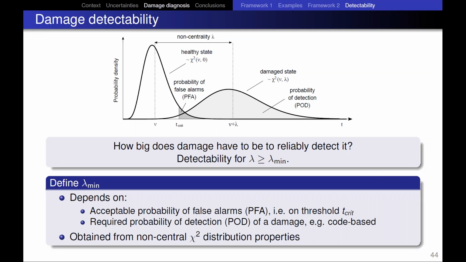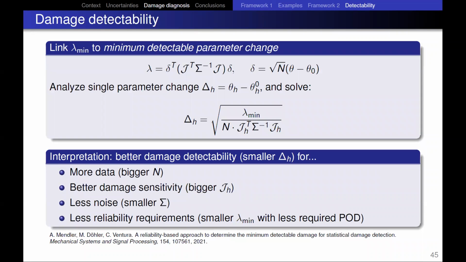That is how we define what we mean by the detectability of the damage. Once we have this information, we can define our minimal non-centrality for the separation of the distributions, based on our non-central chi-square distribution properties. And we know that the non-centrality parameter in those methods is described by the change delta in the parameters, rated with the square root of n, and that it depends on J, the sensitivity of our used residual with respect to the damage parameters, and its covariance sigma.